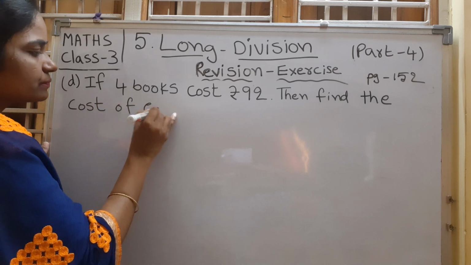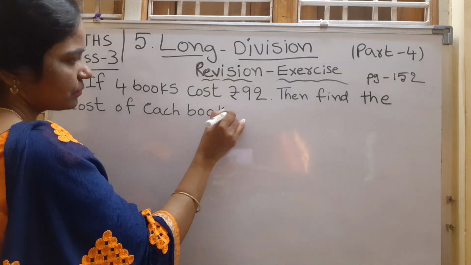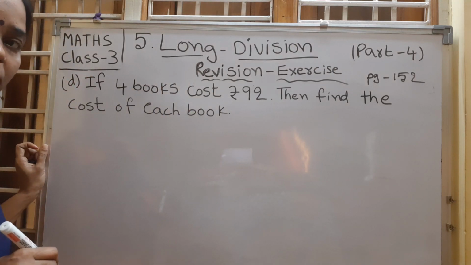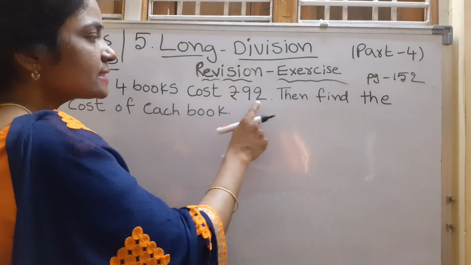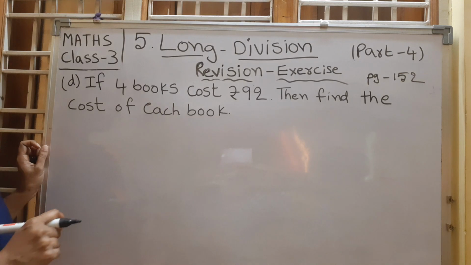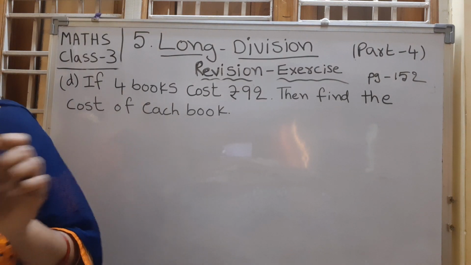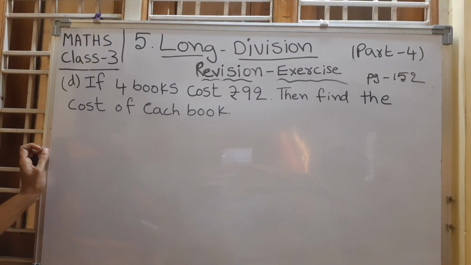Cost of each book. Yes. Read the problem, children. What is the given problem? If 4 books cost is 92 rupees. Yes. The 4 books cost is 92 rupees. Then find the cost of each book.